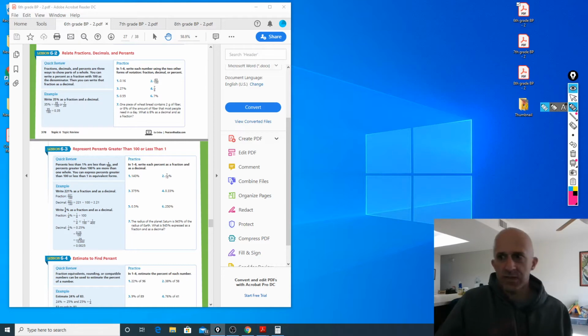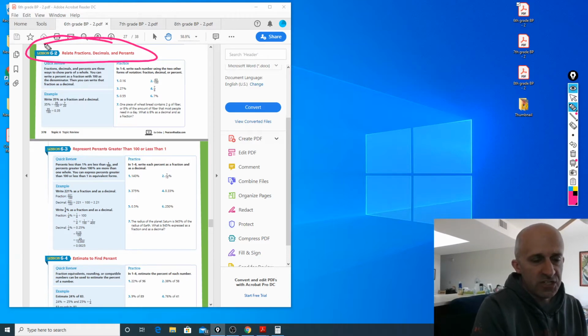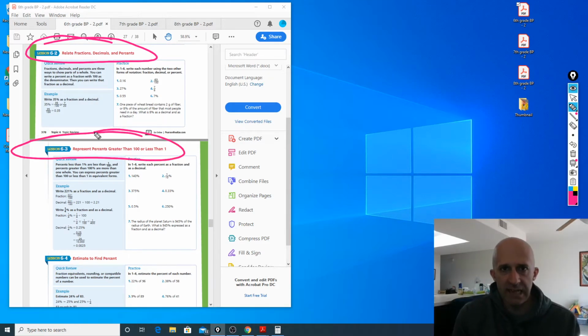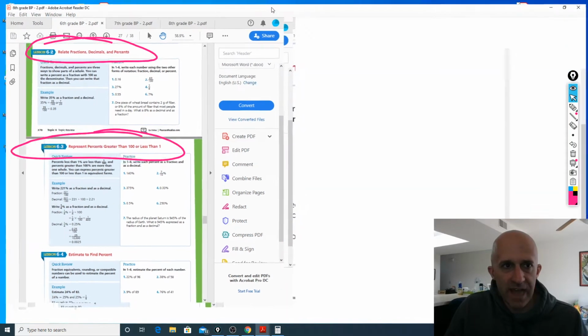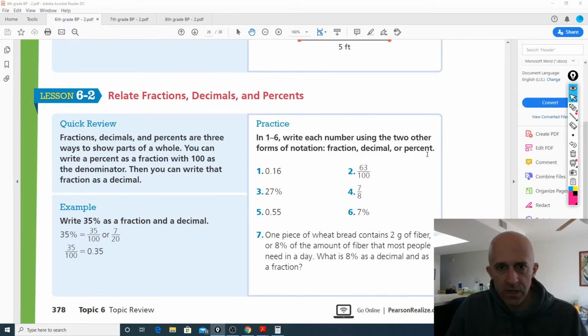For sixth grade here, I'm going to be talking about relating fractions, decimals, and percents. I talked about it at the end of the stream kind of quickly, and I feel I didn't get that very definitively. The other part is dealing with percents greater than 100 or less than one. I want to go through this again, kind of quickly. If you have your packet, this is where you would get it out. And if you were live with me, that's what we would do.